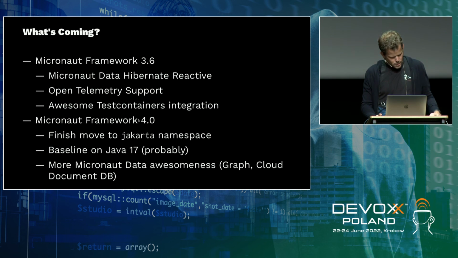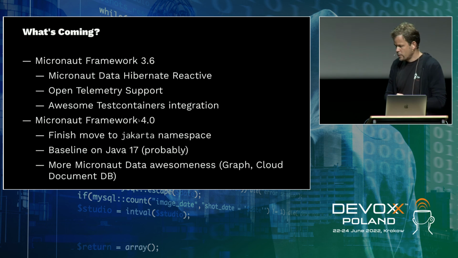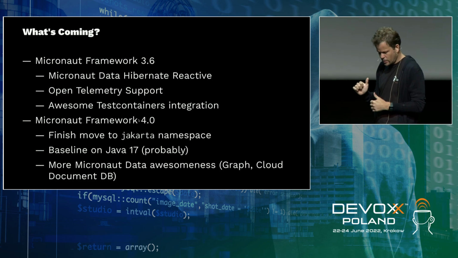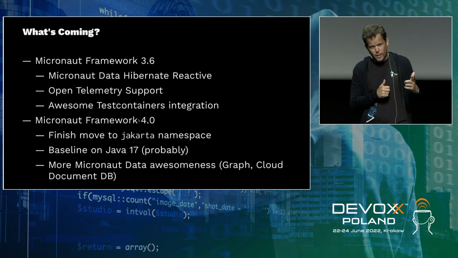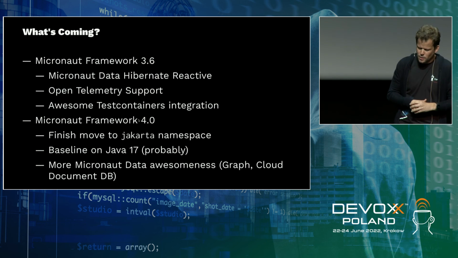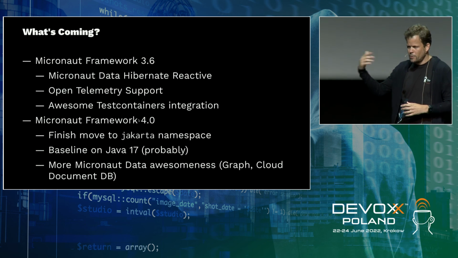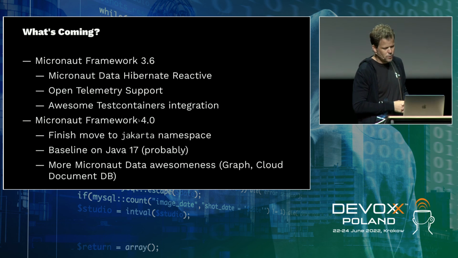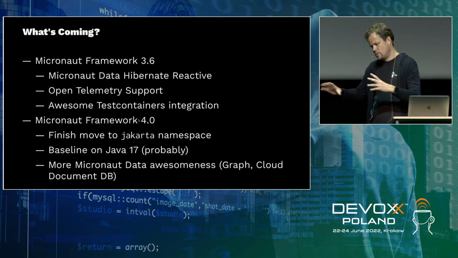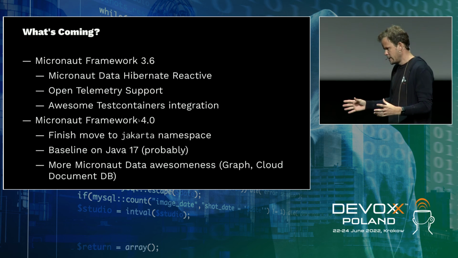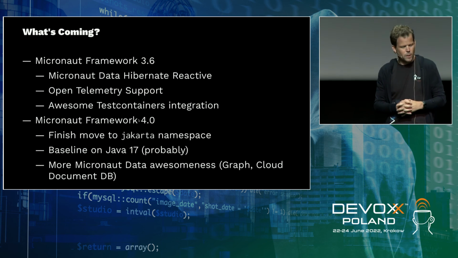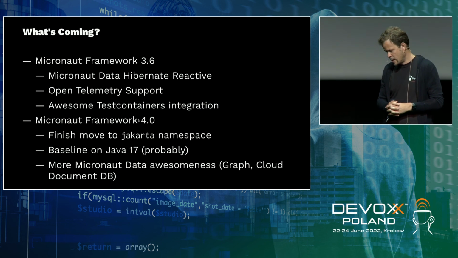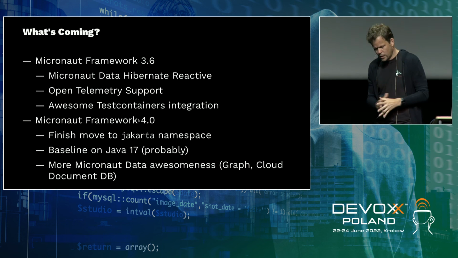So what's coming? Micronaut Framework 3.6 will be out soon, and it's going to be a pretty exciting release. It's out in a few weeks. We're going to have a new implementation of Micronaut Data called Micronaut Data Hibernate Reactive, which is going to add support for the recently released Hibernate Reactive project, which allows you to use the JPA model, but in a reactive manner, to build fully reactive applications. So that's going to be really exciting as another option in the suite of Micronaut Data options.